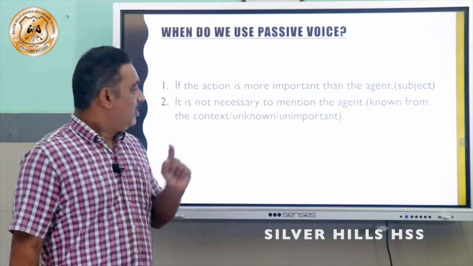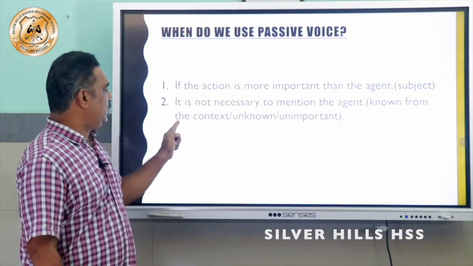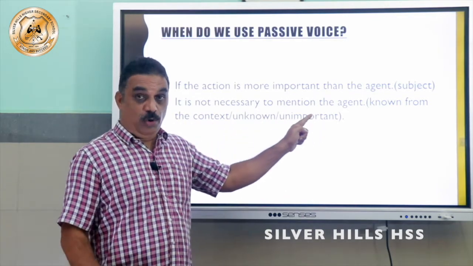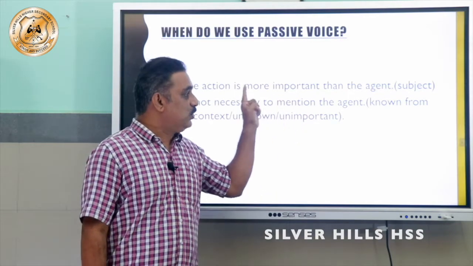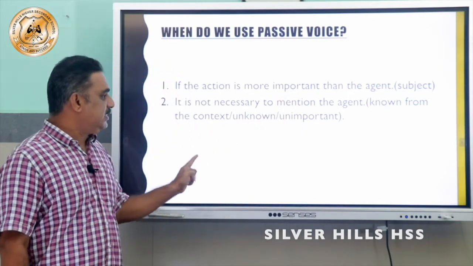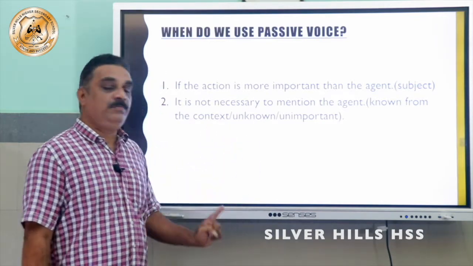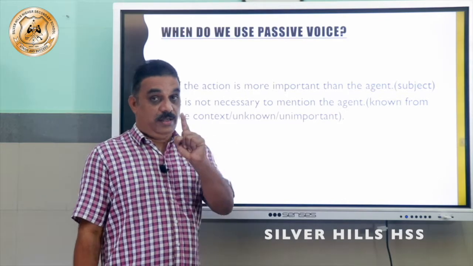So the second point, passive voice is used if it is not necessary to mention the agent. Normally three cases are there. One is if the by agent is known from the context. Second one, if the by agent is unknown, and third one, if the by agent is unimportant.